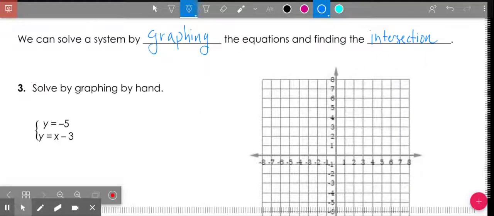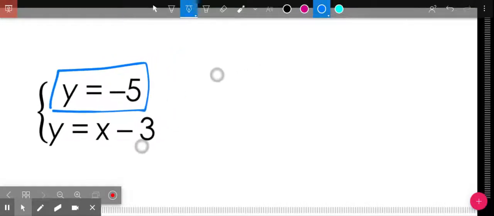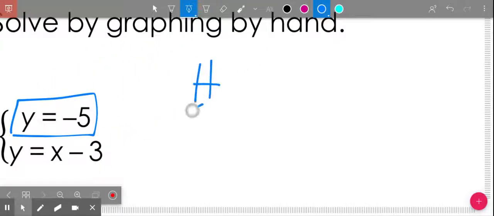So if we look at this first one, we have solve by graphing by hand. The first one we have is y equals -5. Since this is just y equals a number, that's where we have to use our HOI. That means it's going to be a horizontal line. Horizontal lines have zero slope and they're always y equals a number.